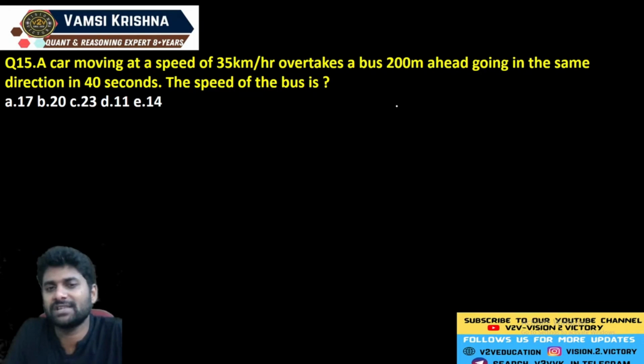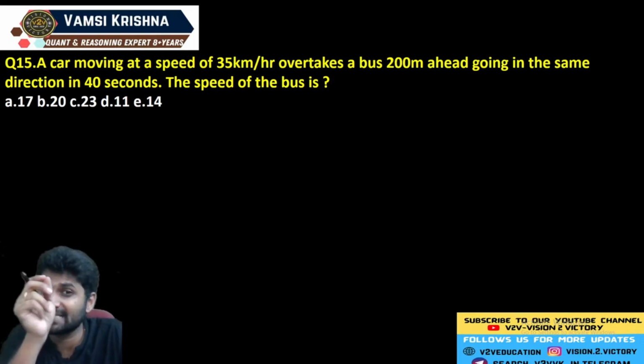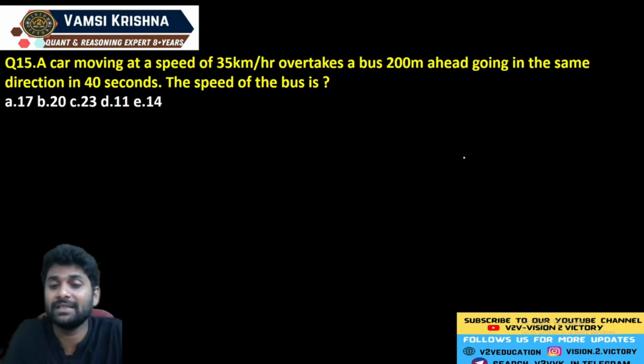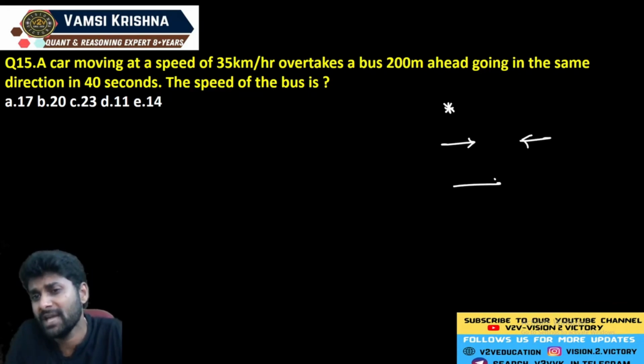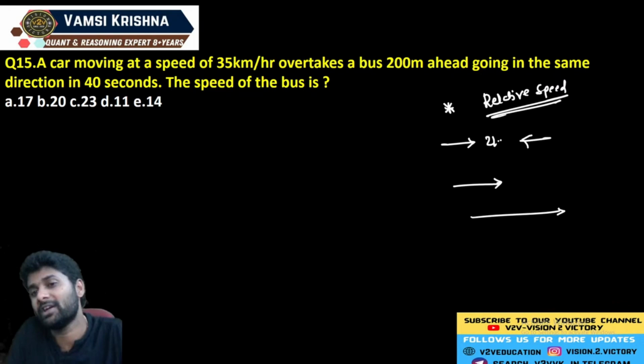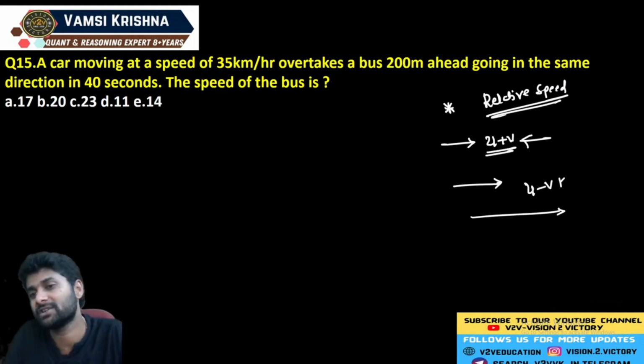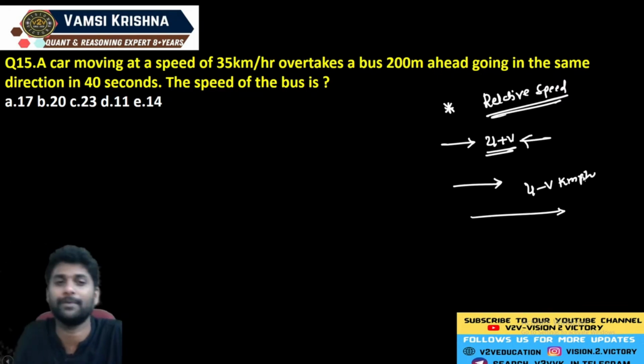Guys, try to understand the concept of relative speed. Remember guys, if two objects are in motion at the same time, there are two possibilities: either the objects are traveling in opposite directions, or they are traveling in the same direction. Here two objects are in motion, so it is a concept of relative speed. If they're traveling in opposite directions, relative speed is u plus v kilometer per hour. If traveling in the same direction, relative speed is u minus v kilometer per hour.